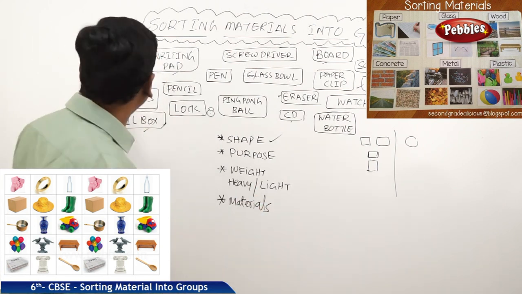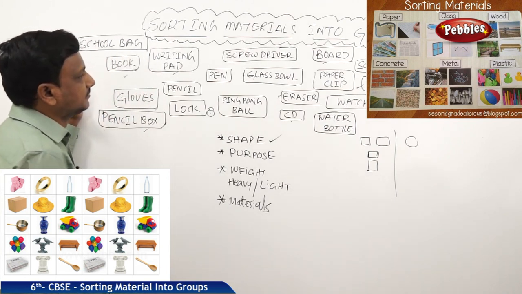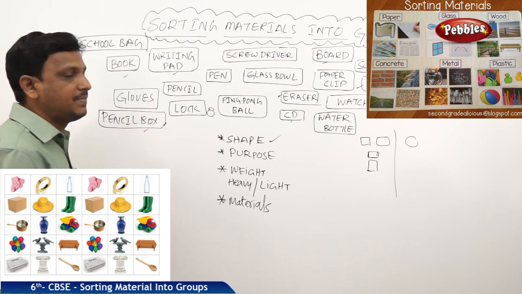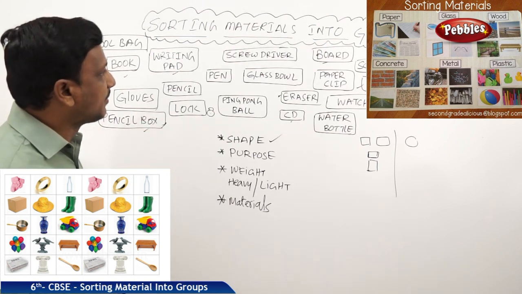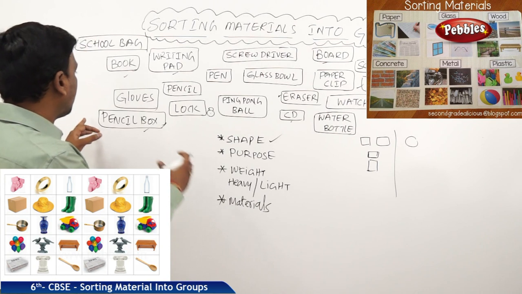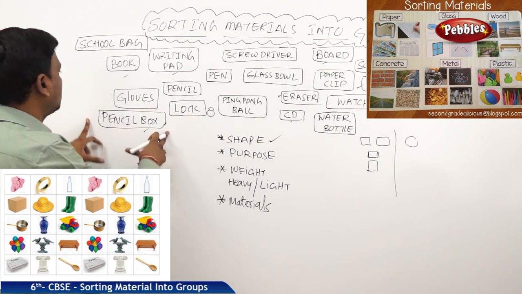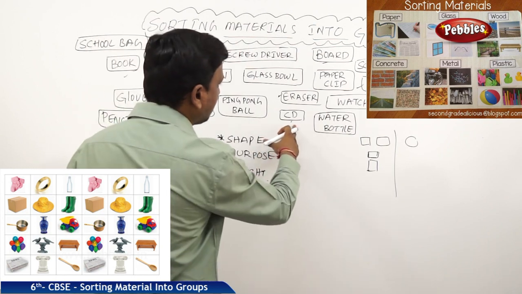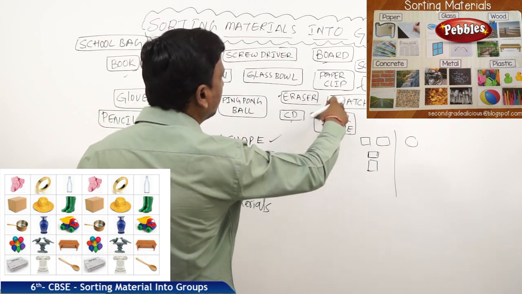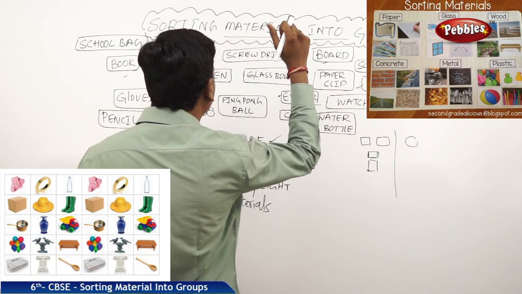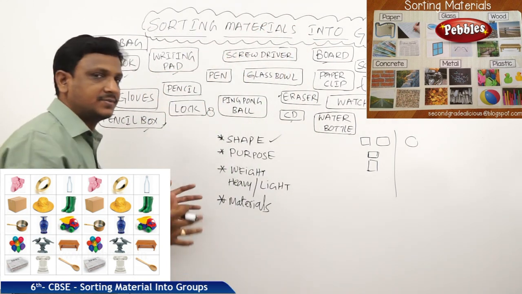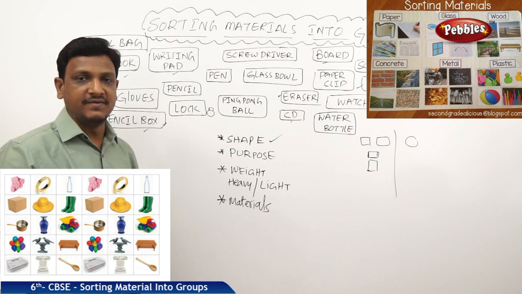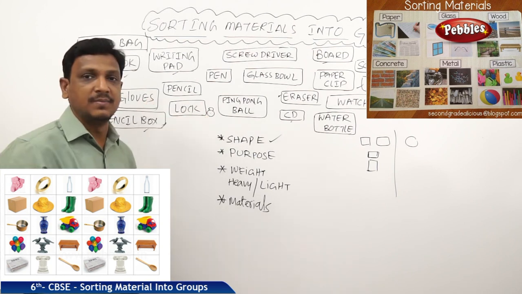You can pick up the things that are made up of either paper or wood. You can easily pick up. You can pick up the things that are made up of plastic. What are the things made up of plastic? Pencil box is made up of plastic. Gloves are made up of plastic. And a CD is made up of plastic, water bottle, and ruler, right? Pen, these items are made up of plastic. In the same way, you can pick up the items which are made up of wood.